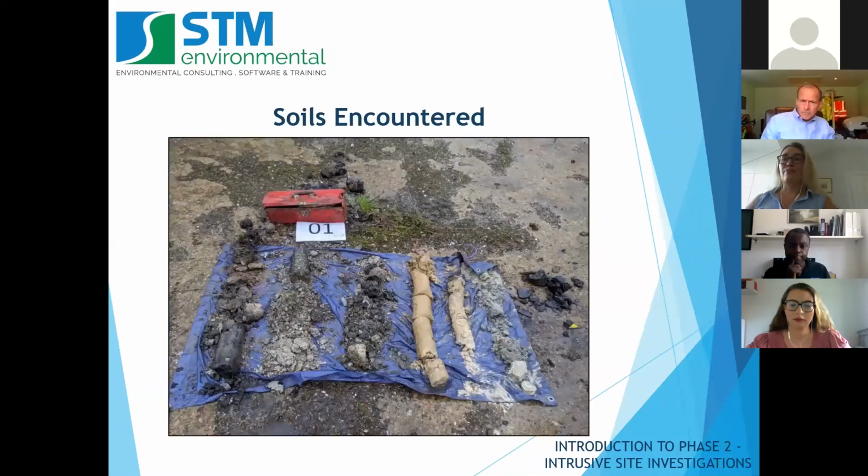This is an example of a soil profile encountered. The borehole was approximately 4 or 5 meters deep, and the picture shows you how the strata is changing every meter or meter and a half or so. And it's a good example of how much the underlying geology can change at fairly shallow depths.